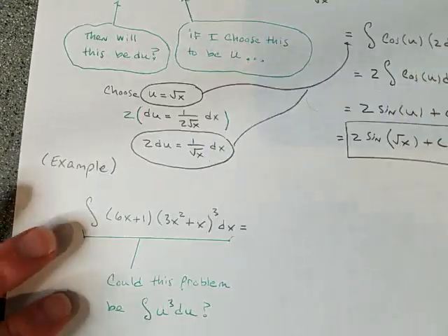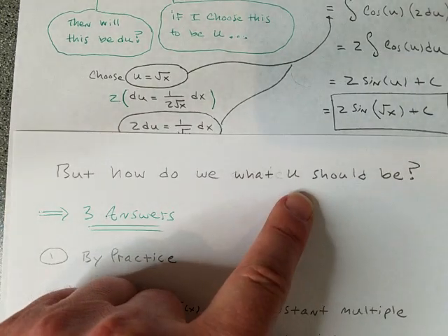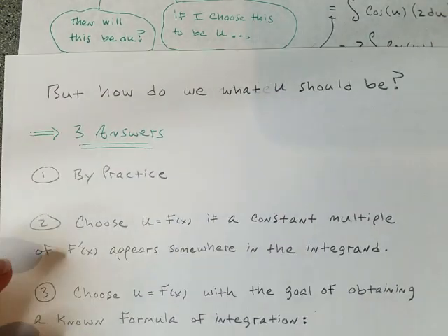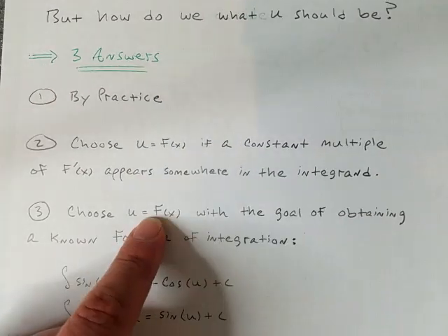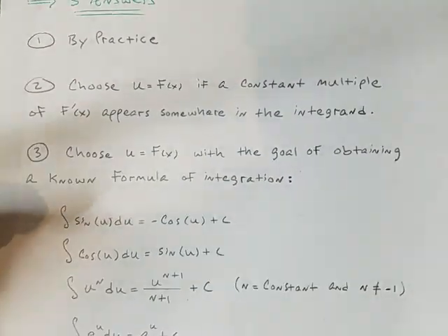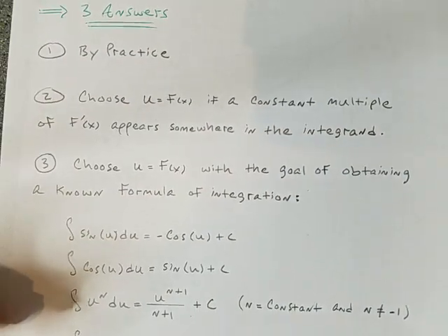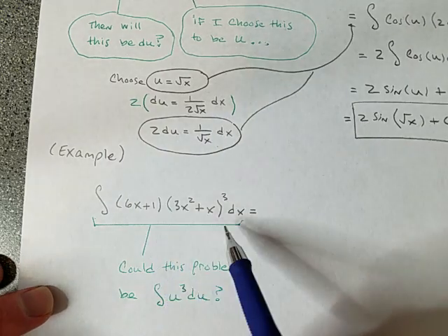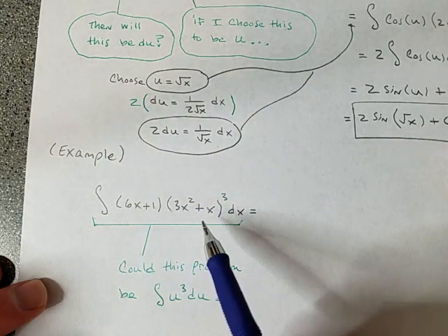Okay? Now let's look at another strategy. Remember, 3 strategies for doing this. How should you choose the u when you do this? By practice. Okay, well, practice you just have to do that second one. That's what I just showed you. The third one, choose u with the goal of obtaining one of these formulas, okay? Choose u with the goal of obtaining a formula that you know already. So, like with this one, when somebody sees this, they might say, well, this has to be something.